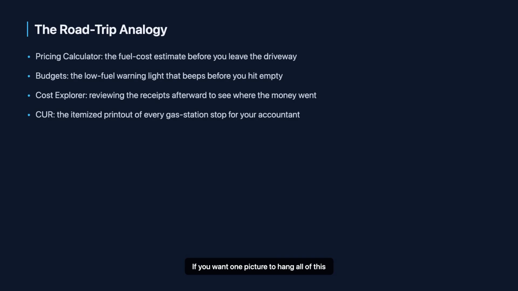If you want one picture to hang all of this on, think of a road trip. The pricing calculator is the fuel cost estimate you work out before you even leave the driveway. Budgets is the low fuel warning light that beeps before you hit empty, so you can act in time. Cost Explorer is sitting down afterward and going through the receipts to see where the money went. And the Cost and Usage Report is the itemized printout of every single gas station stop, the kind of detail your accountant actually wants. Same trip, 4 different views, depending on when you need them.